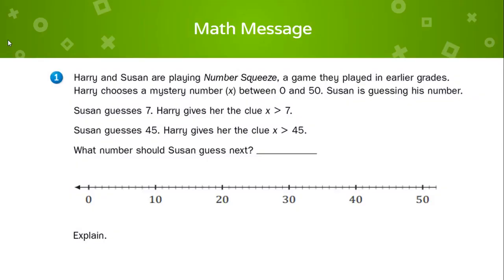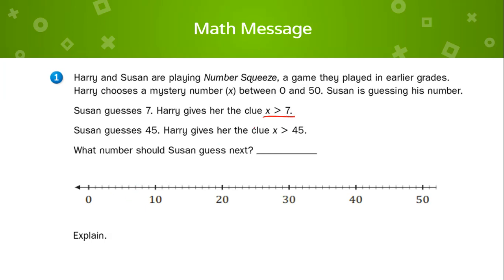So for our math message, Harry and Susan are playing Number Squeeze, a game they played in earlier grades. Remember, this is where they guess a number, your mystery number. Harry chooses a mystery number x between 0 and 50. Susan is guessing his number. So Susan guesses 7, and Harry gives her the clue that x is greater than 7. So we're going to graph that down here. It says x is greater than 7.